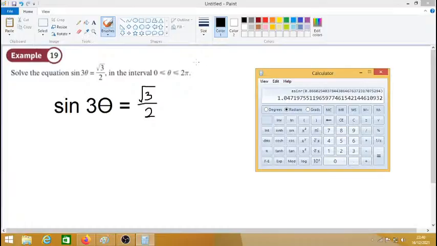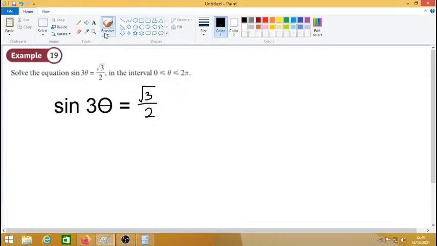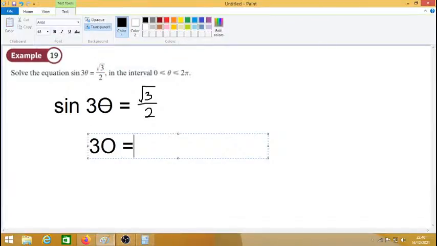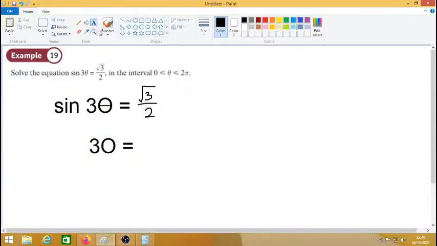Another way of writing that is pi over 3. So this is one of the ones you're supposed to memorize. So this time we're going to keep it in the exact form. So now we can say 3 theta is equal to pi over 3. Remember, pi is 180 degrees, so pi over 3 would be 60 degrees.